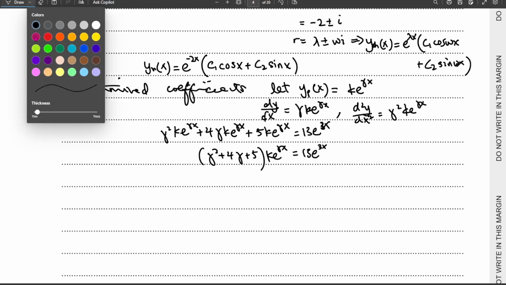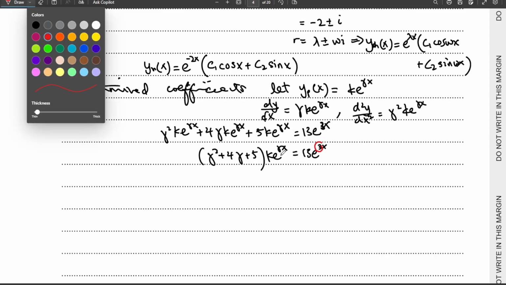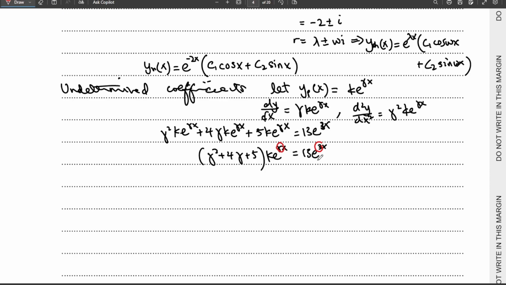So what we're doing here is we will just compare the coefficients, right? So we have a 3 in the power, which is the same as gamma. So from this relation, gamma must be 3. Okay, gamma must be 3.